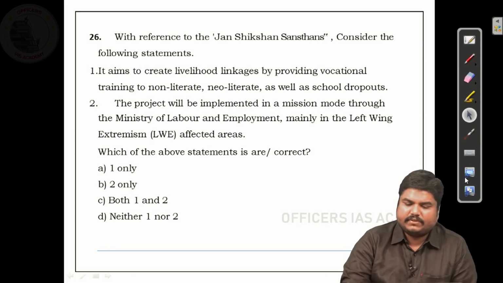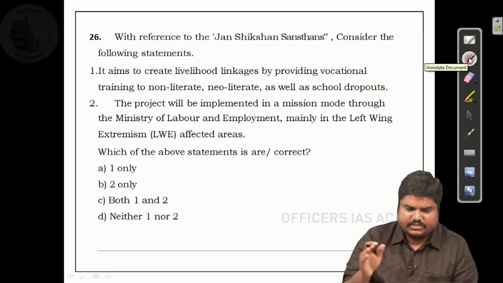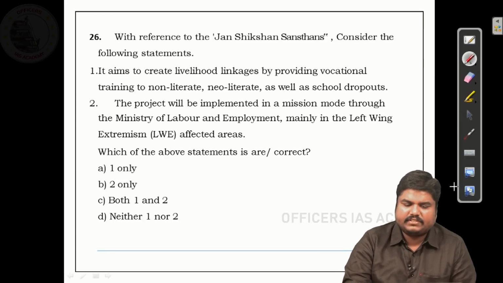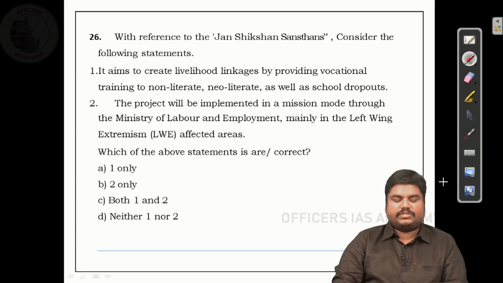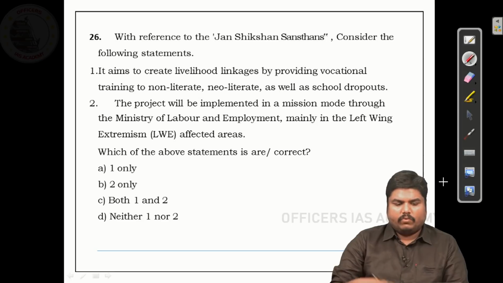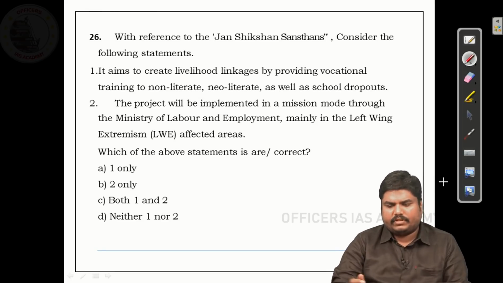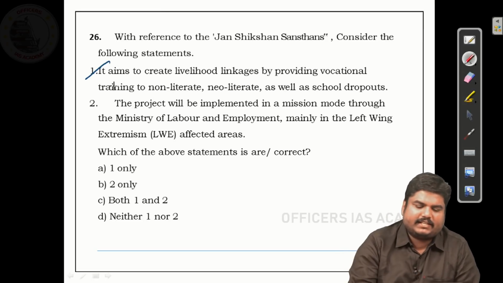So, next question, 26th question. From now we will be entering into the current affairs section. First 25 questions were economics. Now I am going into the current affairs questions. This is with reference to Jan Shikshan Sansthans. This is an institution which is set up to provide skill development and vocational training for school dropouts. So, statement 1 is correct, right.